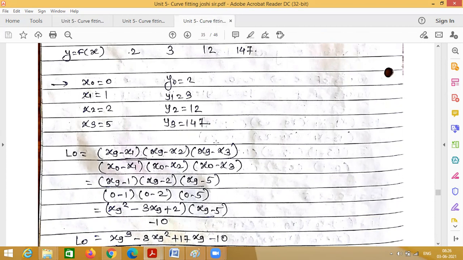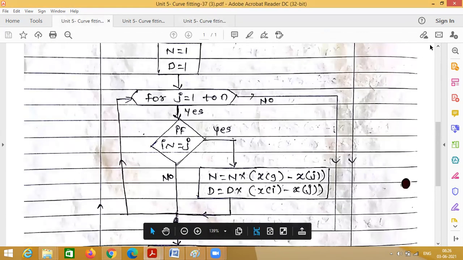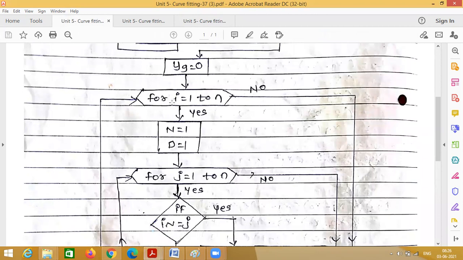First we will identify our numerator, then the denominator. Also we need to find the Lagrangian coefficients L0, L1, L2, L3. For that I am taking a loop, for i is equal to 1 to n. The purpose of this loop is to find the values of L0, L1, L2, L3, up to the set of data points. In this case we have a total of 4 points, so we can find the Lagrangian coefficients from the first reading to the fourth reading, L0, L1, L2, L3.